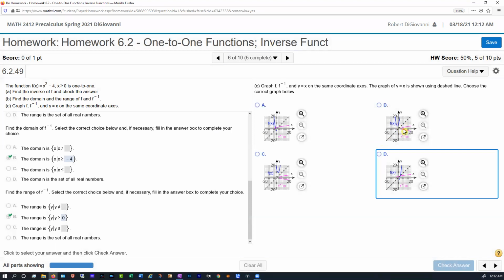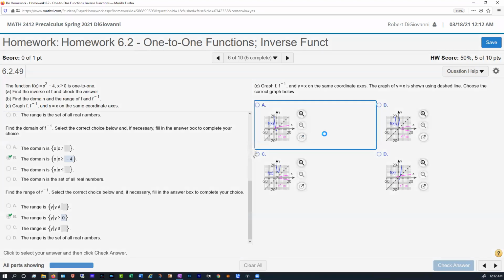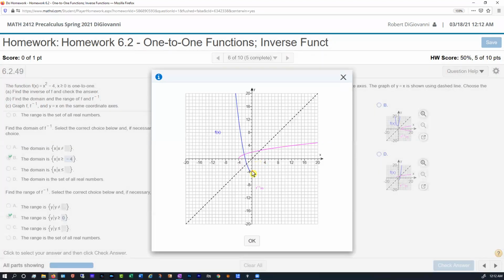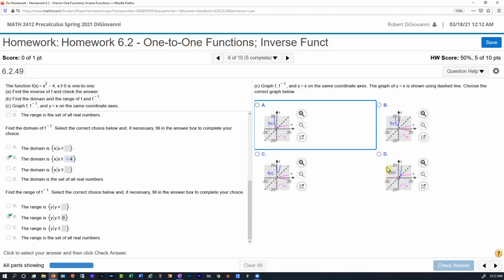Well, it can't be this one, this blue one, because it doesn't have an inverse. It fails the horizontal line test, so it's not 1 to 1. Let's see why this other one's not it. This is not it because this is the left side of the parabola, not the right side of the parabola. So we can't use that one. So it's got to be D.